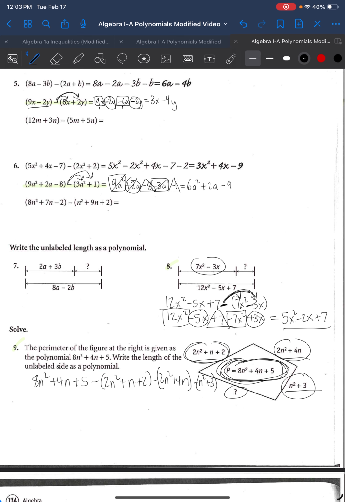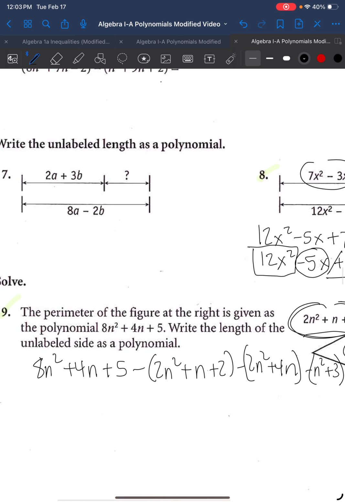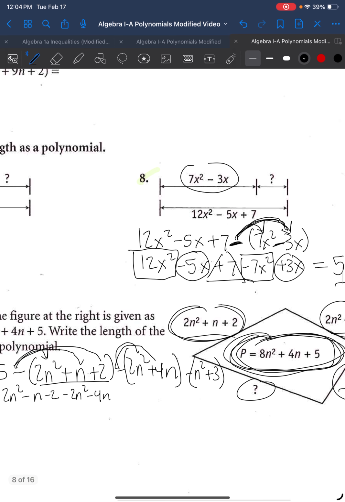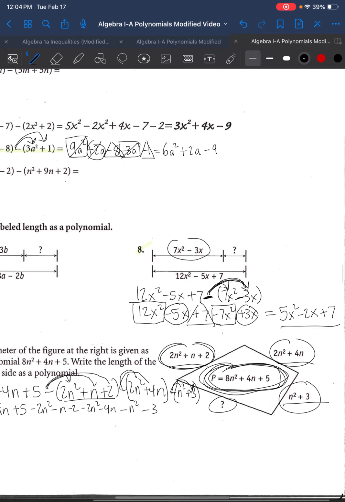Okay, let's rewrite this. So I have 8n squared plus 4n plus 5. And I'm subtracting this whole chunk. So minus 2n squared minus n minus 2. Then I'm also subtracting this, minus 2n squared minus 4n. Then I am also subtracting this, minus n squared. Then that, minus 3. So now I get to combine like terms now that I've written it all out.